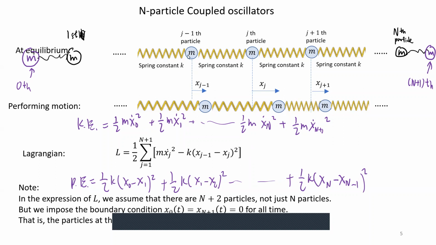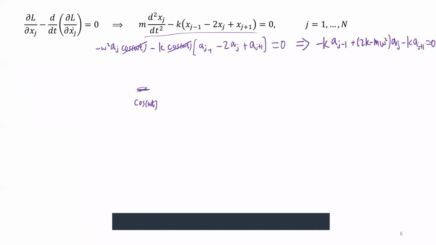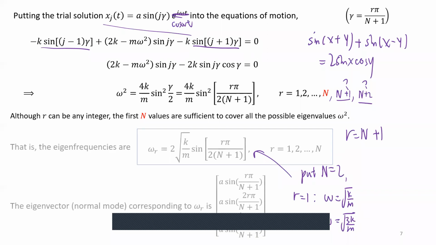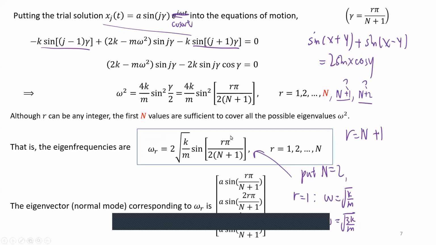So last time I finished solving the problem on the n particle coupled oscillators. I talked about how to find the eigenvalues, eigenfrequencies, and the eigenvectors for this n particles problem. This is the formula for the eigenfrequencies we got, and this is the form of the eigenvectors that we got.